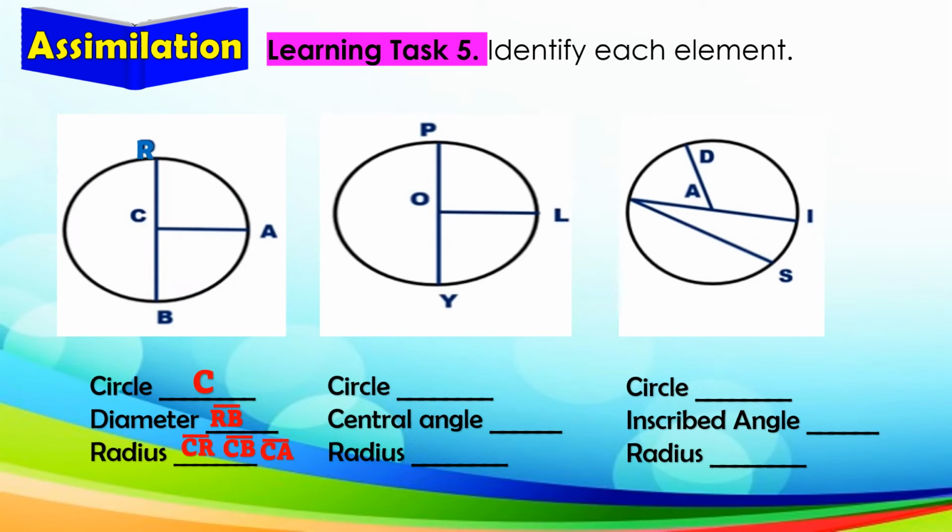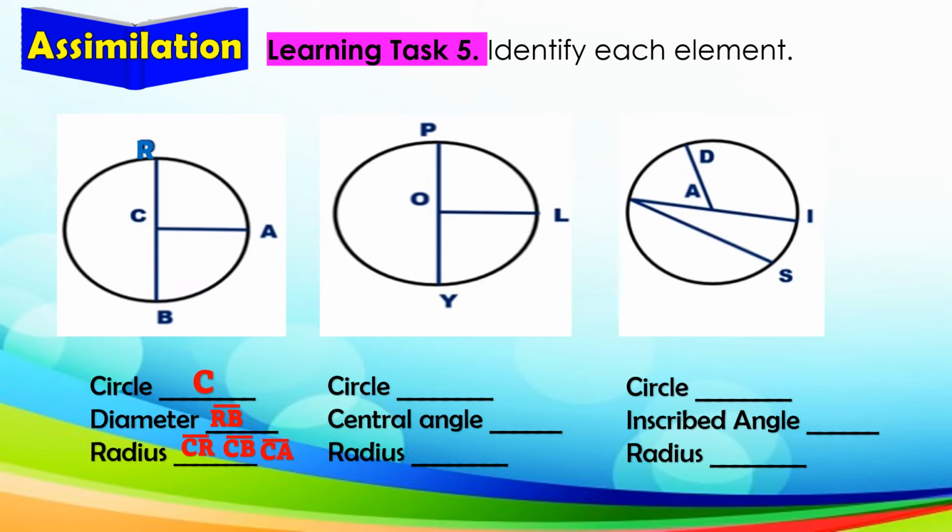For the assimilation, learning task 5, identify each element. So we have 3 figures. So for the first figure, I have already done the first figure, and then you will answer the second and the third figure. So the question is, for the first figure, the circle.